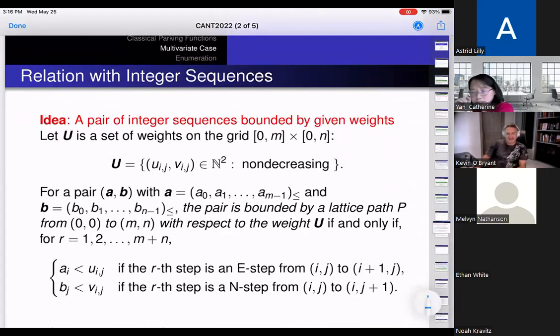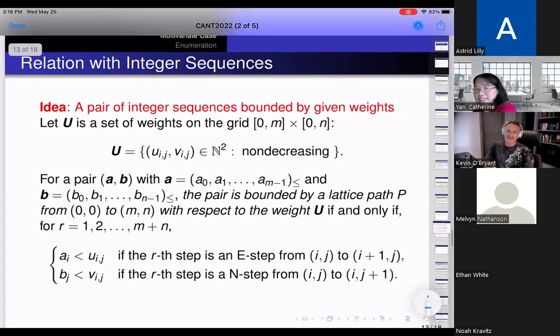So how do we understand this combinatorially? What's the relation with combinatorics? Can you find some relation with integer sequences? Well, it took us some time, but we did find one. It needs a little bit of definition, so let me explain what happens. First, you have a grid of integer points from (0, 0) to (m, n). So you have such a grid.